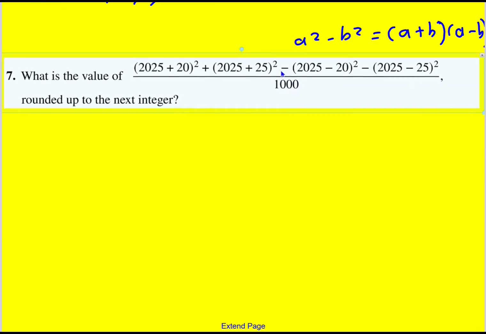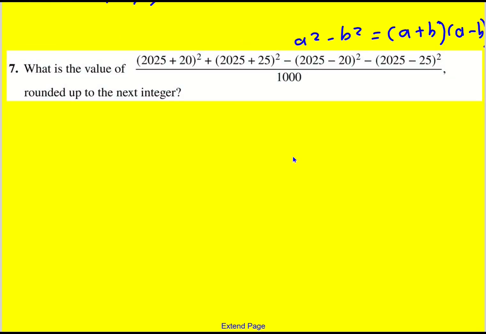Okay, here's a second method. It's a bit more involved, and it is actually to expand the brackets out. So we'll get 2025 squared. The reason this kind of looks like it might be a good idea is that we've got 2025 in all of these, and they're going to end up cancelling out. Then we'll get plus 20 squared, and then 2025 times 20, but two lots of that.